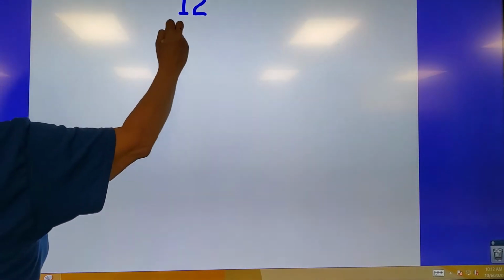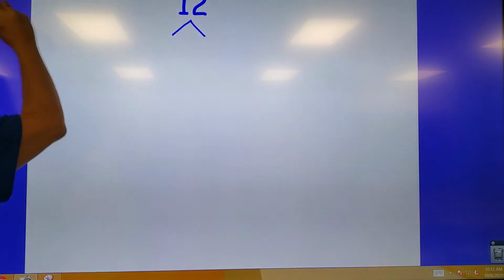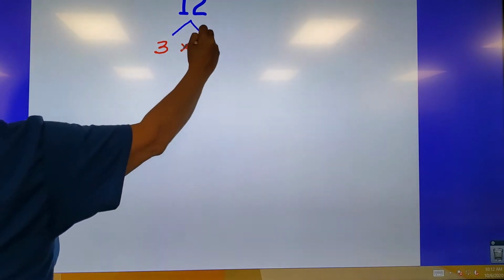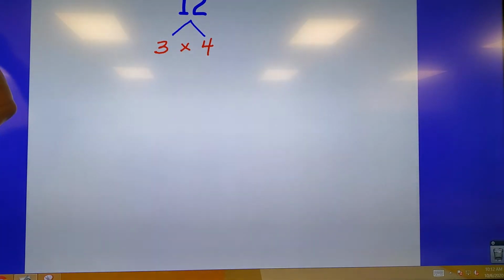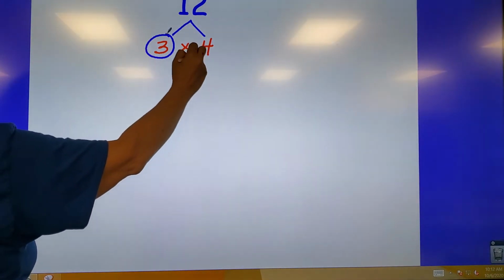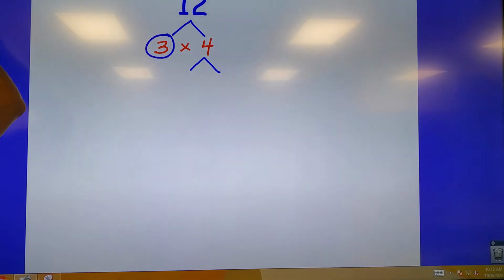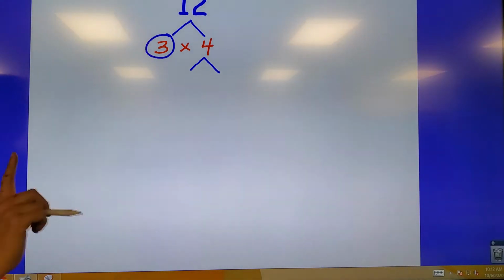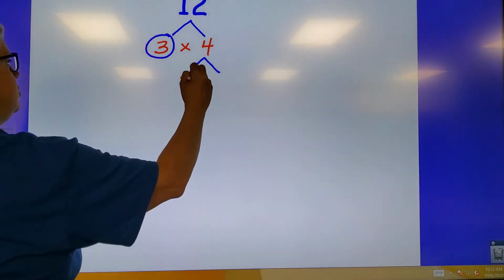All right, so for the number 12, I have 1 times 12, I have 3 times 4. We know we can't use 1 times 12, so I'm going to use 3 times 4. Then I ask myself, is 3 prime? Yes, circle it. Is 4 prime? No, it is not. 4, 1 times 4 or 2 times 2. Remember, I can't use 1 times 4, so I'm going to have to use 2 times 2.